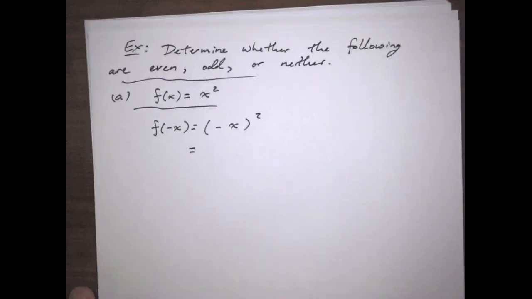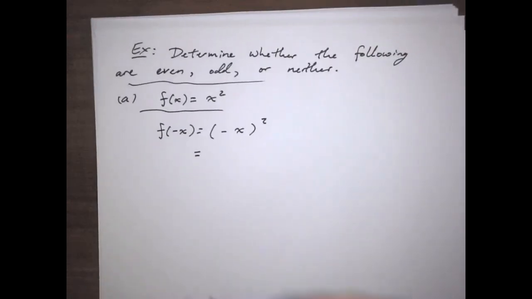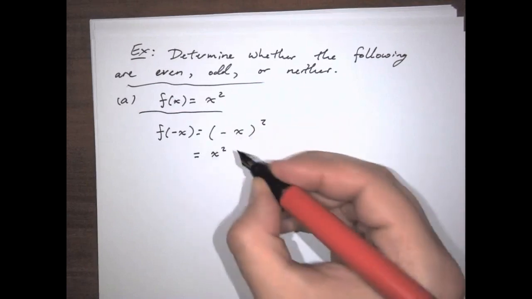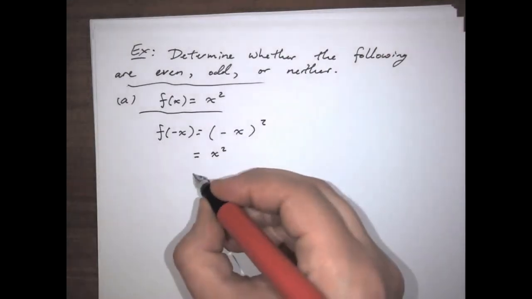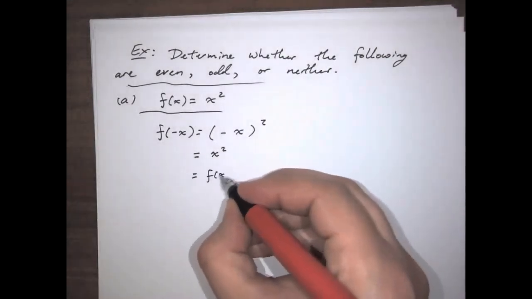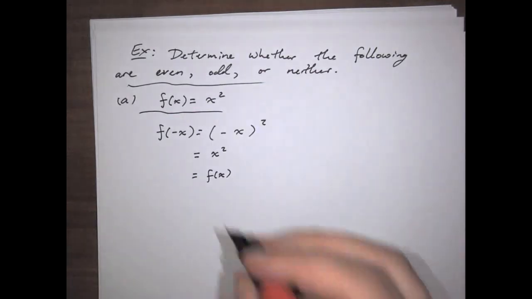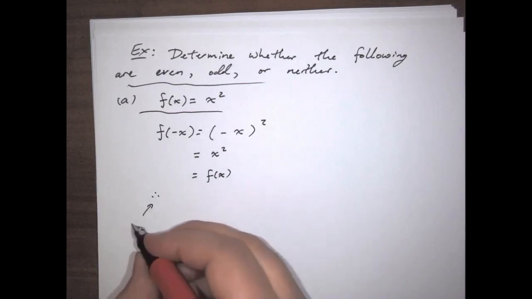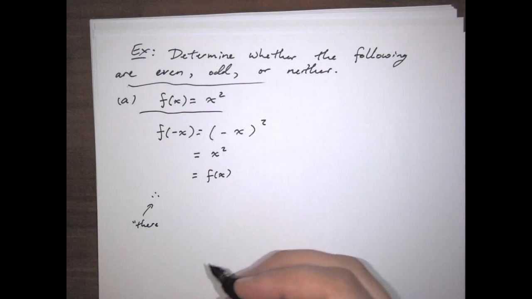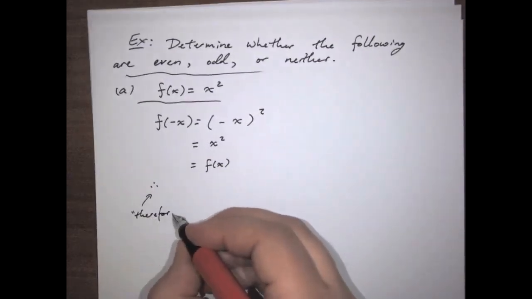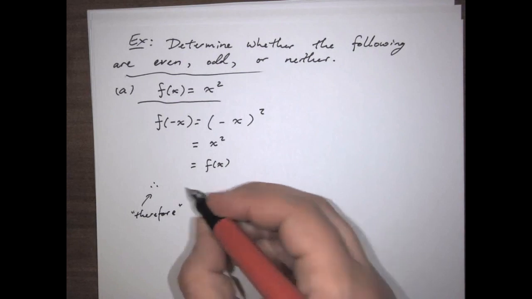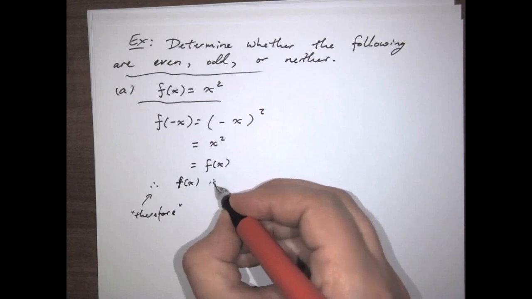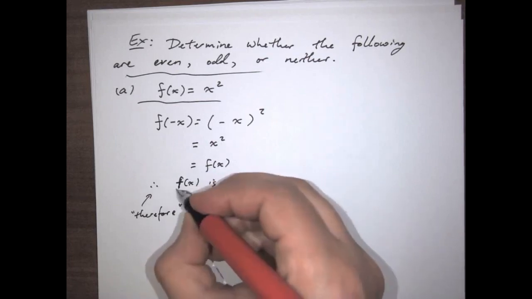But when you square something, it doesn't remember whether what you started with was positive or negative. So the square of the opposite of x is the same as just actually the square of regular x. And that's just the exact same thing as the original function. Which means, therefore, this is by the way an abbreviation for therefore. Very common, very useful. Therefore, f of x is even.